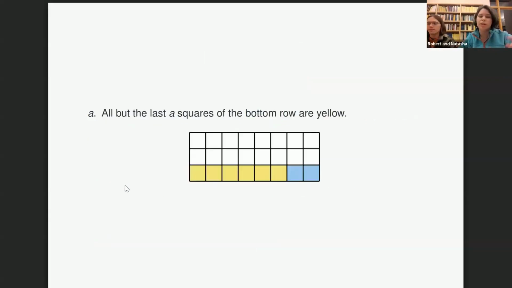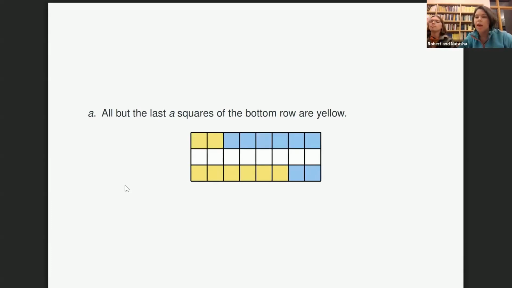For example, all but the last a squares of the bottom row are yellow. So here we have a equals 2 in a 3 by 8. So we have 8 yellow squares and 2 blue. That means that to have a congruent piece, we'll have to have 2 yellow squares in the top row and 6 blue. And then when we remember that we live in the sans crochet, no overhangs category, that means that the first 2 squares of the middle row must be yellow, and the last 2 squares of the middle row must be blue.